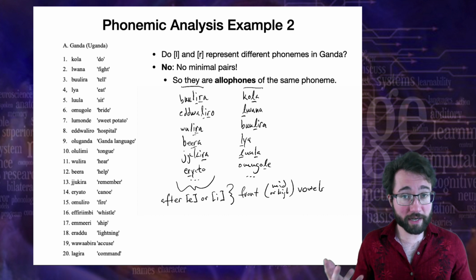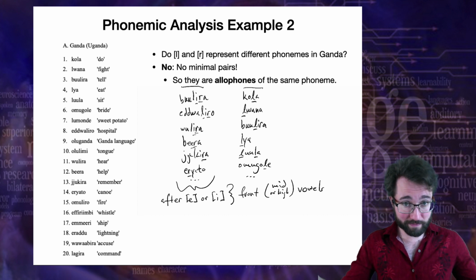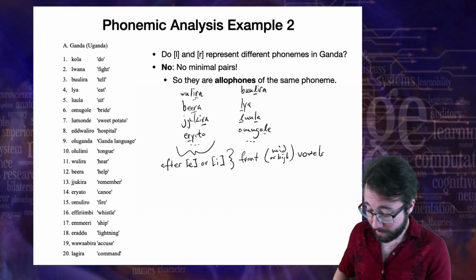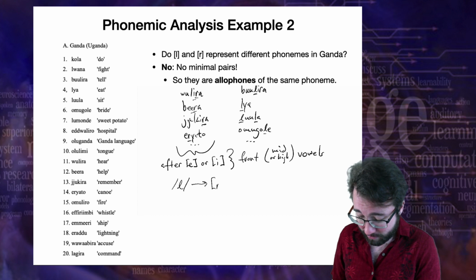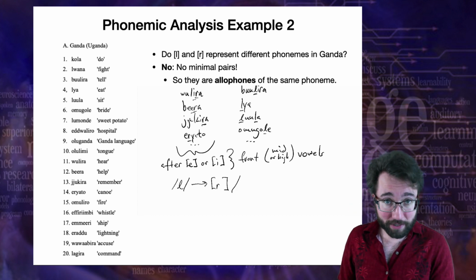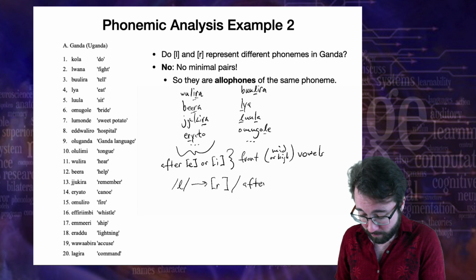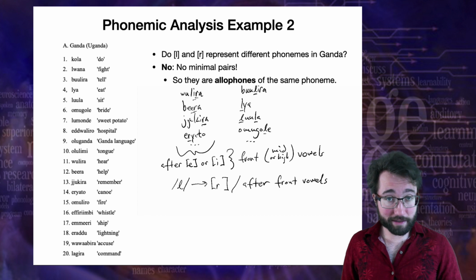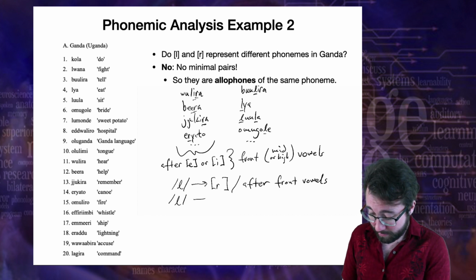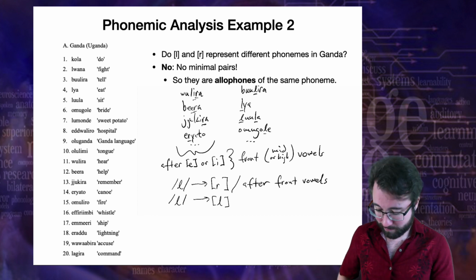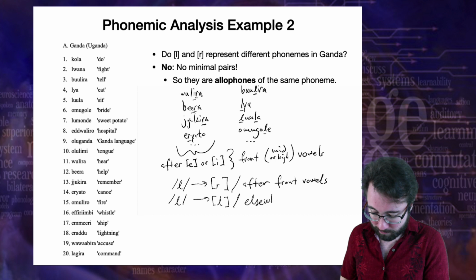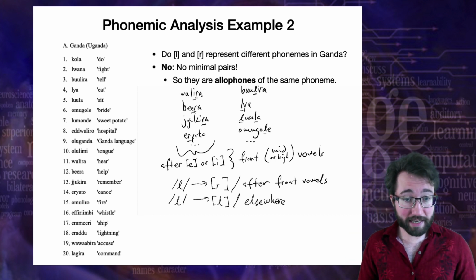And so now we're ready to write down our phonological rules. They look like this. The underlying phoneme L is expressed as the sound R when it appears after front vowels. And the phoneme L is expressed as the sound L when it appears everywhere else. So that is the phonemic analysis for this particular contrast in Ganda.